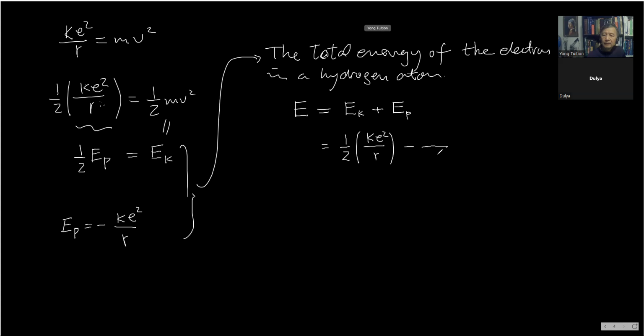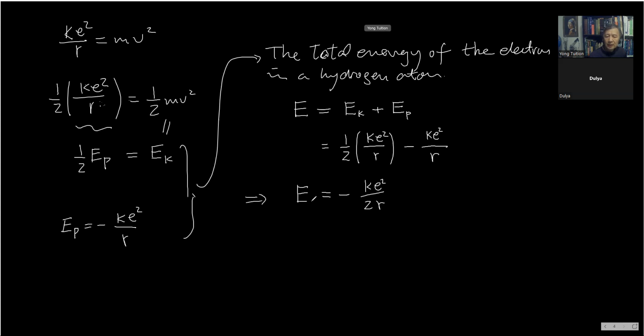Now, can you help me to simplify this sum? What would be the total energy? Negative ke squared over r. Yeah, that's half right. Half with half, right? Positive, negative. Ke squared over 2r. Okay, that's good. So that is the total energy.